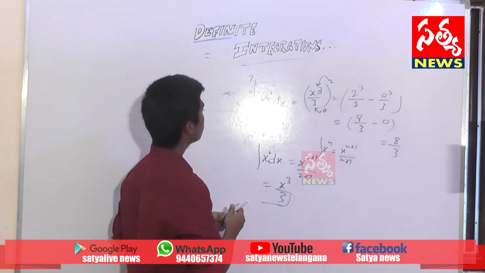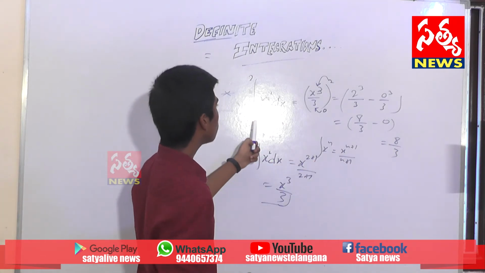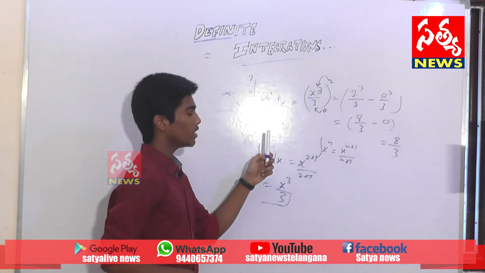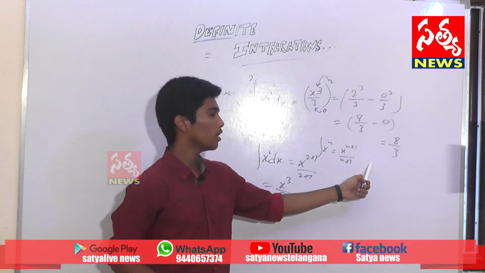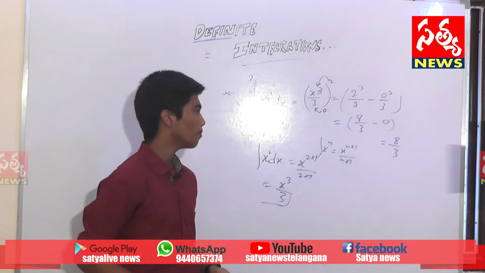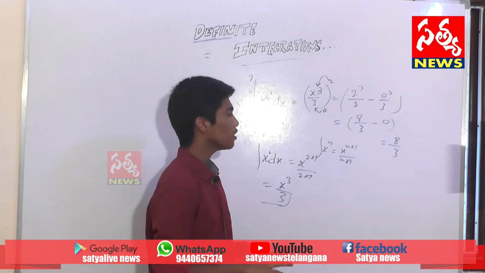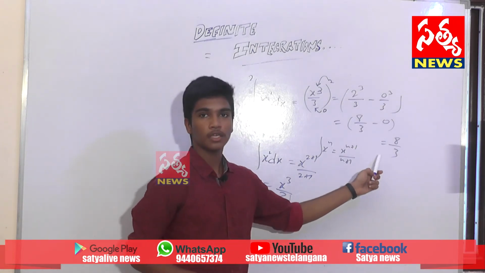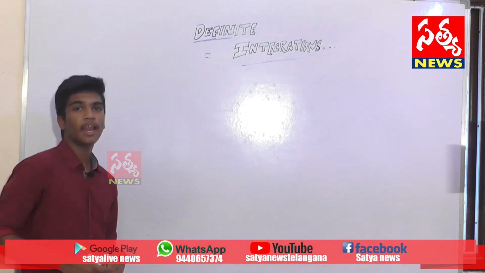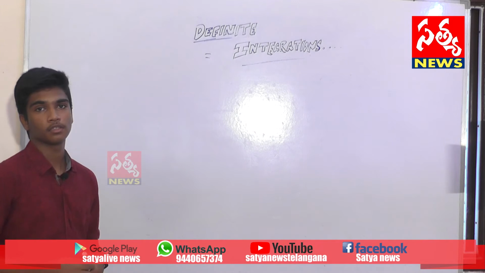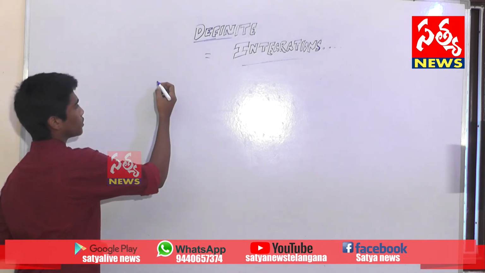That's it. And here we can find that in indefinite integrations, the final function we get is in terms of x. But in definite integration, the final result we get is a rational number or a perfect number. There are many properties in definite integrations. I am going to discuss them now.